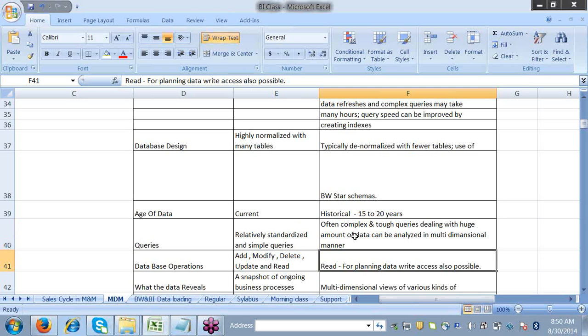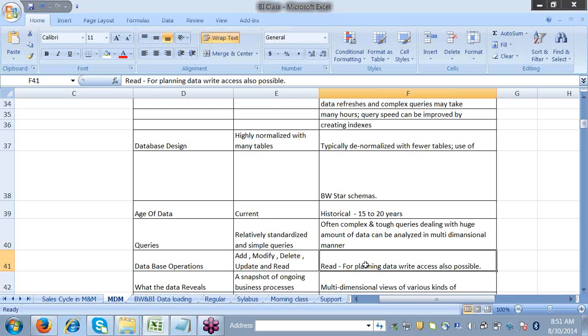Okay. Right. So for database operations, here we can add, delete, and read the data. As you know, OLTP stands purely for business transactions. On a daily basis, transactions will be created in the ECC system, that may be edited, and some records which are bad records may also be deleted. But in the BA system, we cannot delete the records; we have read access only. But for planning data, we can have write access.